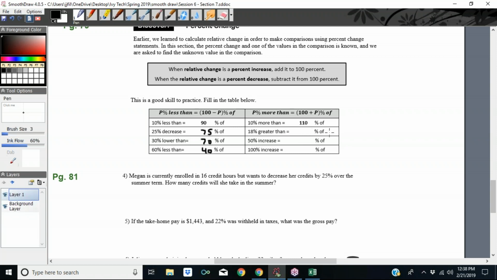So if we have a percent increase, a relative change that's positive, like an 18% greater than, that would be 118% of the original, 150% of the original, and 200% of the original.